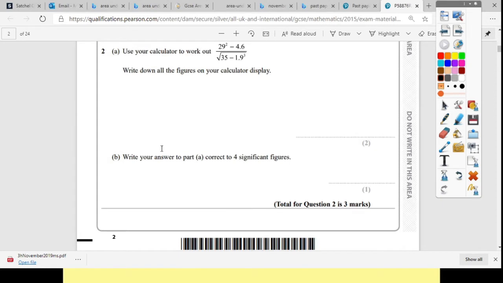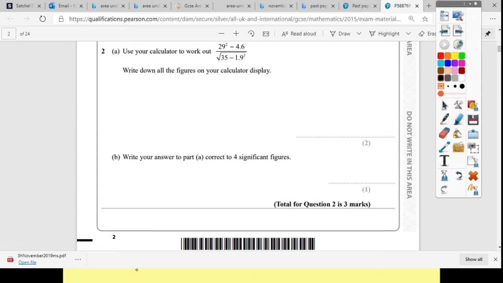Calculator to work this out. There's nothing really more you can do. You just got to make sure that your calculator is exactly what it says. So 29 squared minus 4.6 square root of 35 minus 1.9 cubed. And check every single digit on your calculator is exactly what it says there.